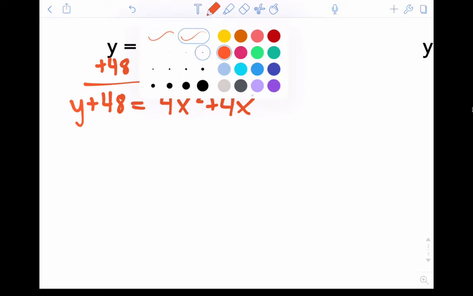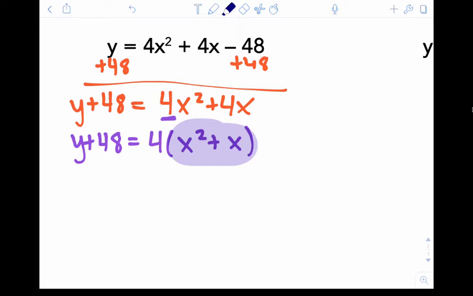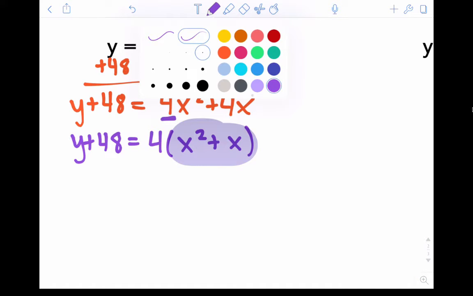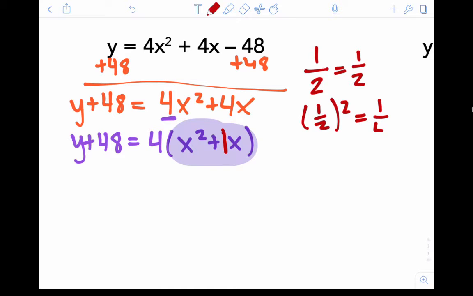Now my next step, this is the new step, is I need to factor out that a. So on the left I still have y plus 48, and on the right I need to factor out that 4, so I'm left with x squared plus x. Now inside of the parentheses is where I need to complete the square. So I need to take that b value, remember when there's not a number there, it's an understood 1, divide it by 2, which is just 1/2, and then I'm going to square that. So this is 1/4.